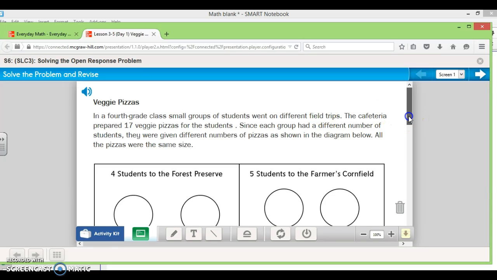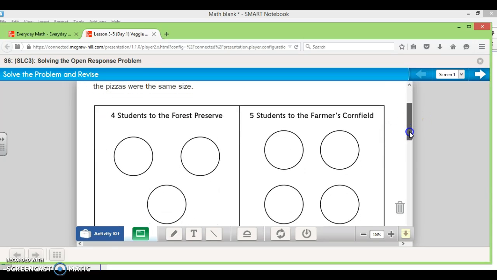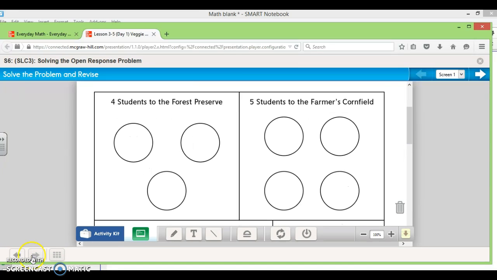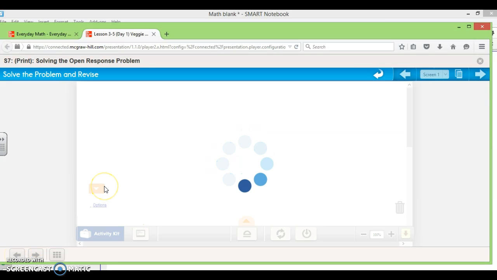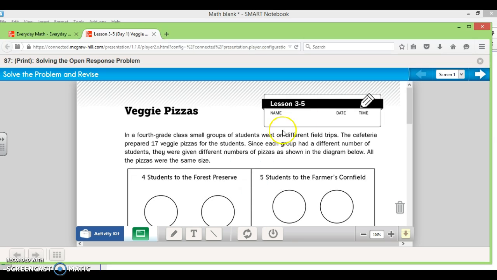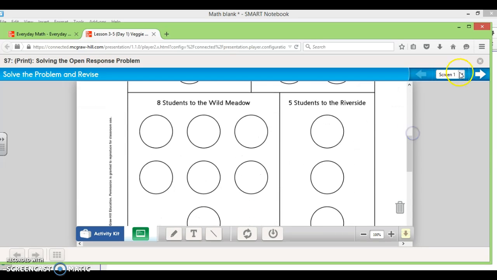So, there's the problem, and I want you to think about these questions for it. So again, here's the open response problem. And we're going to go look at what some of the questions are.